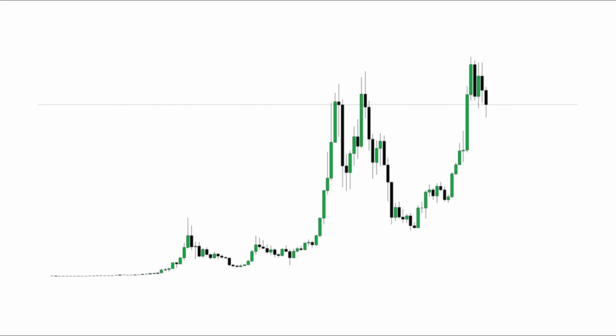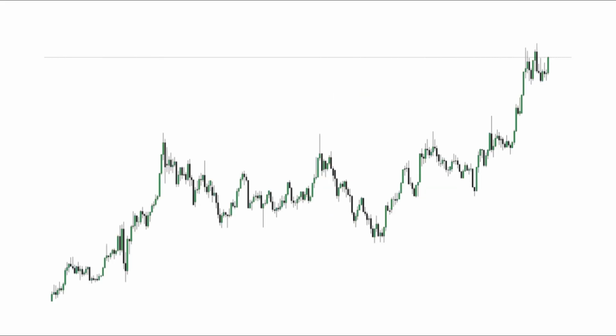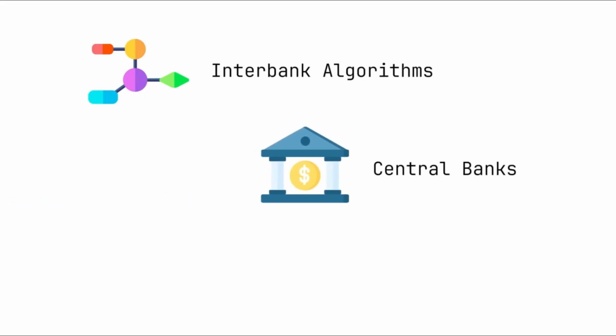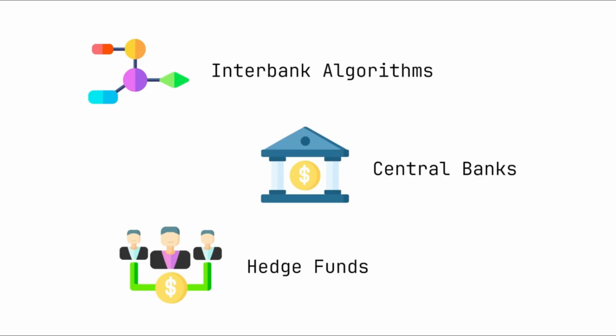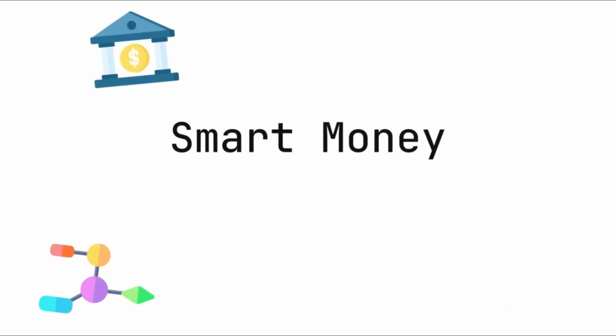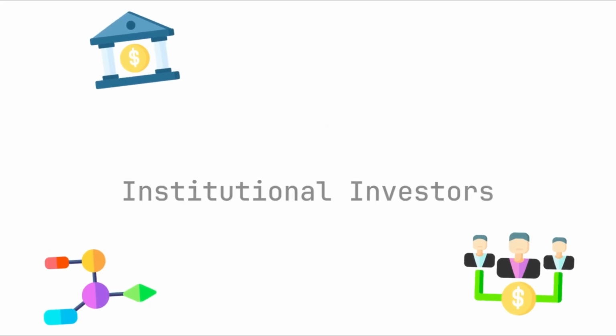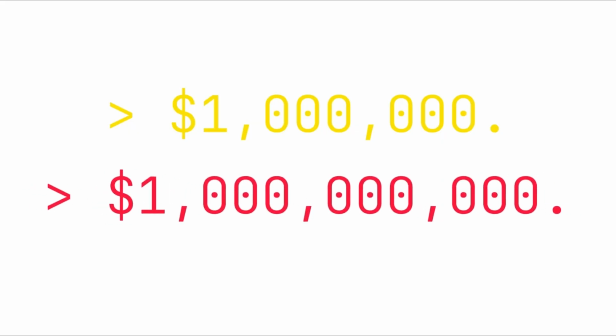Modern markets are almost always moving in one direction or another. Trends are always present, and large players have an important role here. Who are the large players? In the classical sense, these are often interbank algorithms, central banks, hedge funds, and other financial organizations that manage huge volumes of assets. These players, often referred to as smart money or institutional investors, differ from retail traders in their scale and strategies. For example, when we talk about large players, we mean operations involving millions or even billions of dollars, which significantly exceed the volumes that individual traders work with.